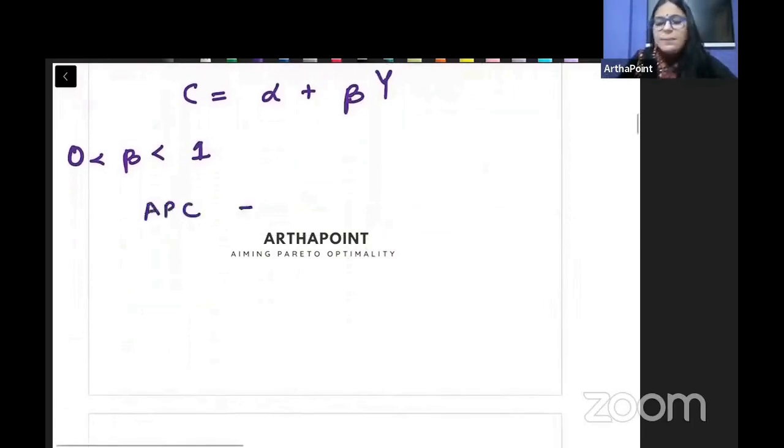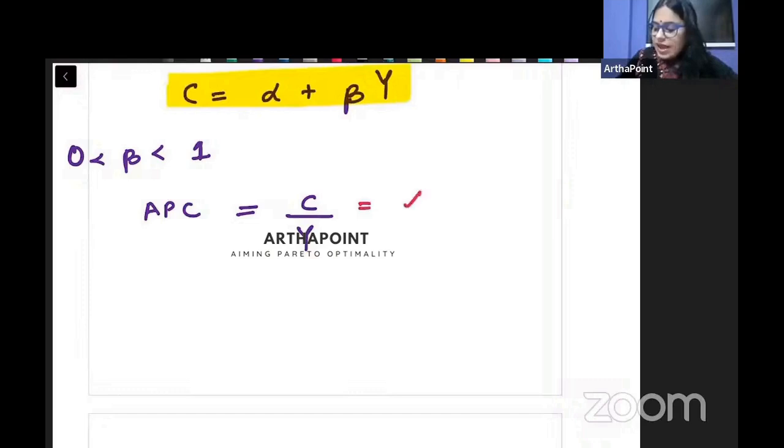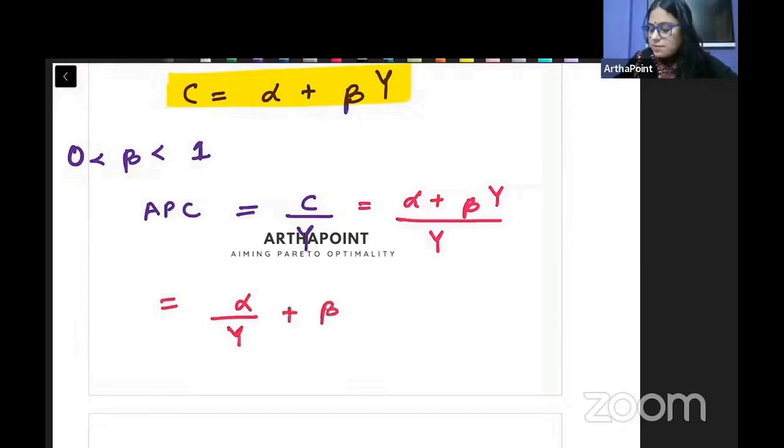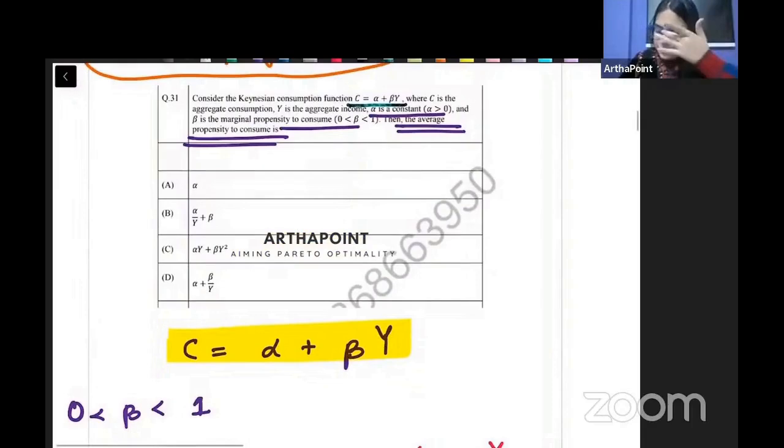What is APC? APC can be said as consumption divided by output. What is consumption? Beta, consumption is alpha plus beta y divided by output. क्या हो जाएगा? Alpha by output plus beta y by output. Beta, this will give you alpha by output plus beta. अच्छा पहले हम आंसर मार्क कर लेते हैं. तो this will be alpha by y plus beta.